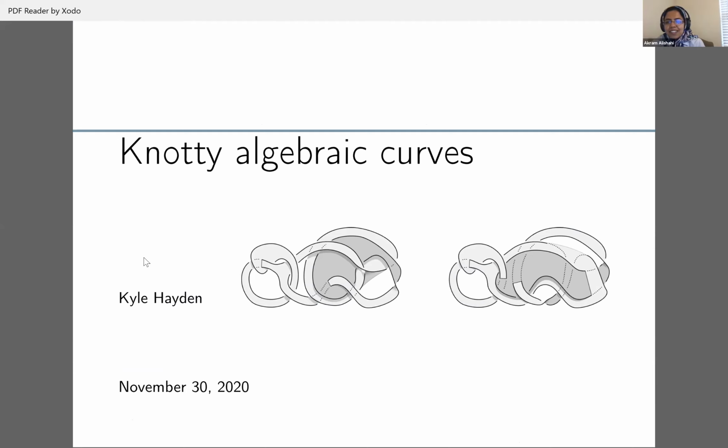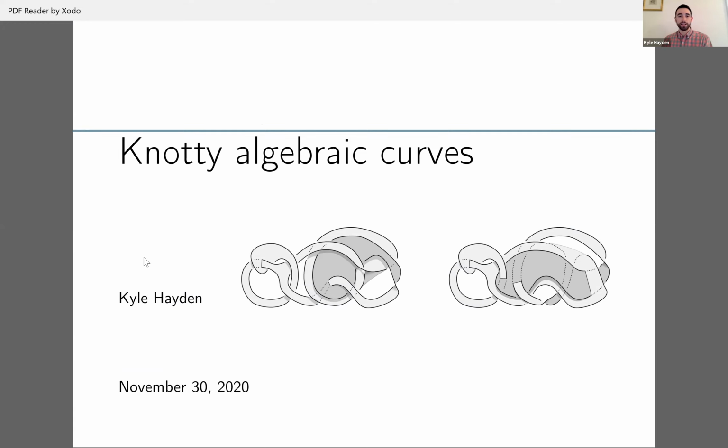So, should we start? Kyle, are you ready? Absolutely. So our speaker today is Kyle Hayden from Columbia, and he's going to tell us about Knotty algebraic curves. Thanks. Thank you, Malcolm, for the introduction. And thank you for the invitation, and for you guys for being here. It's great to see some faces I recognize, and some ones I haven't actually had a chance to always meet in person. So it'd be nice to get to chat for a minute at the end.